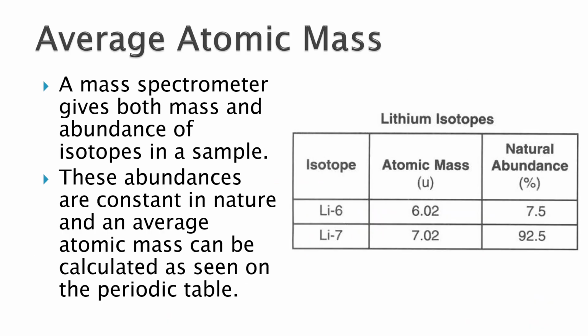Once you have the information from a mass spectrometer, you can use it to work out an average for any sample of isotopes. So the two isotopes that we had were lithium-6 and lithium-7. When we passed it through our mass spectrometer, we determined the relative mass in atomic mass units, and we also determined the abundance. So 7.5% were the lighter isotope, and 92.5% were the heavier isotope. So you get two different quantities from the mass spectrometer, and now we can use that to calculate the average atomic mass.